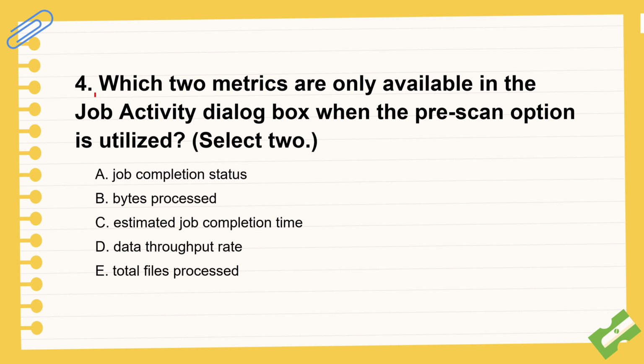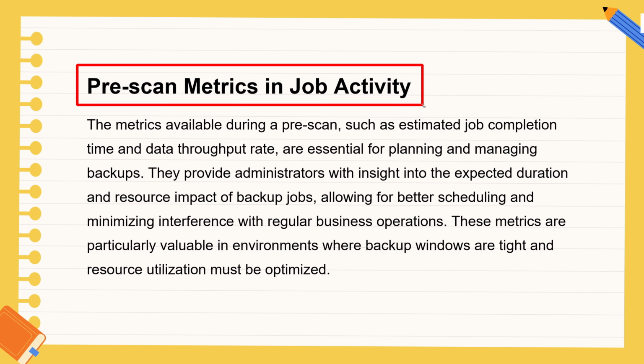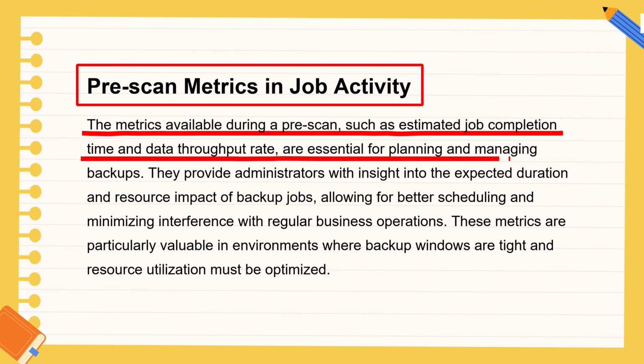Question 4. Which two metrics are only available in the job activity dialog box when the pre-scan option is utilized? The knowledge points of this question are: pre-scan metrics in job activity. The pre-scan gives you a heads up on how long a backup job will take and how much it'll affect your network. This info is key for planning when to schedule backups so they don't mess with your day-to-day business activities.